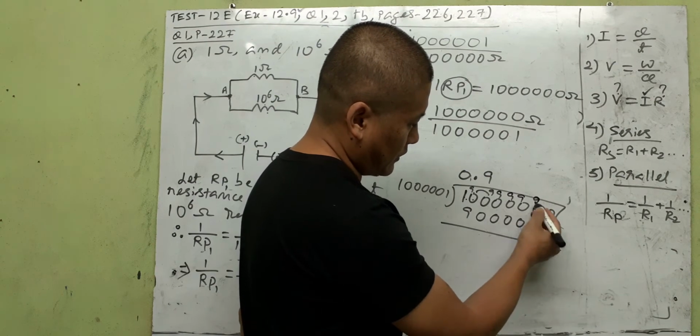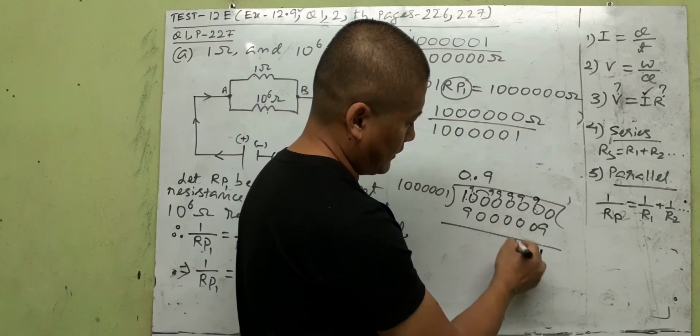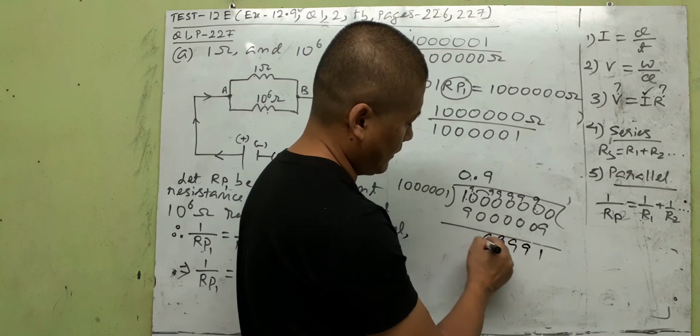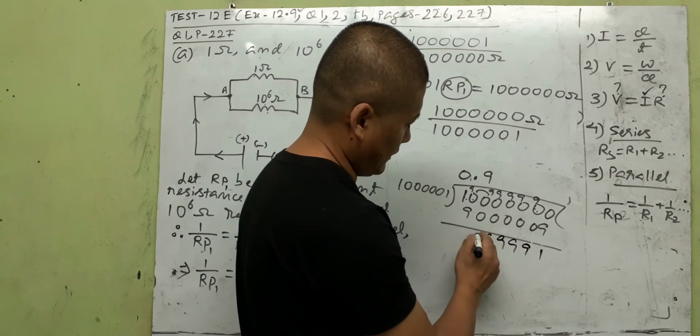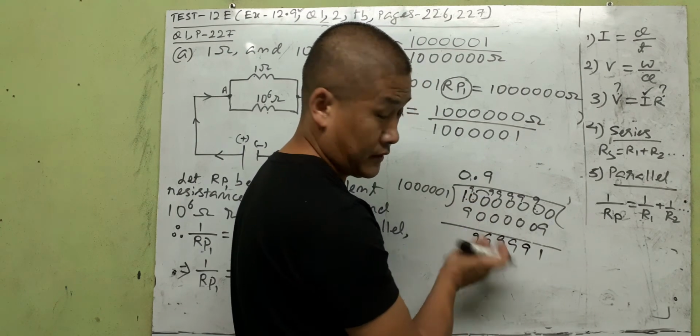So this is 10 minus 9, 1. So 9 is left. And here also 9 is left. And here nothing is left. 9 minus 9 is 0.